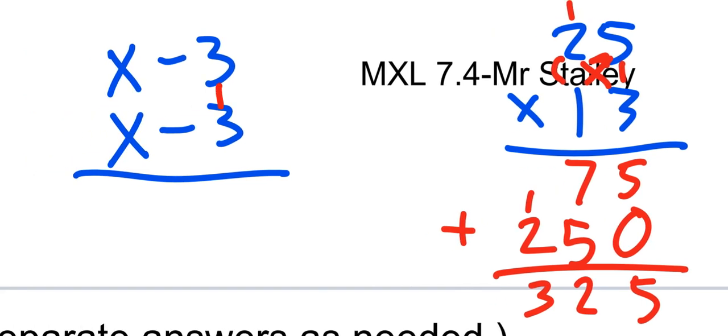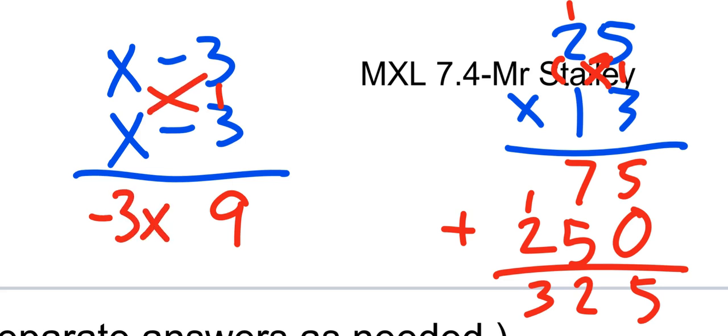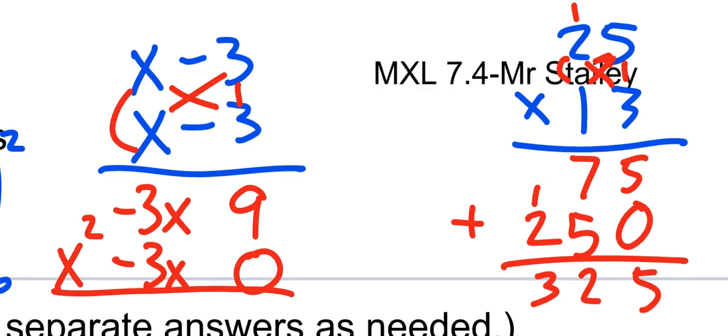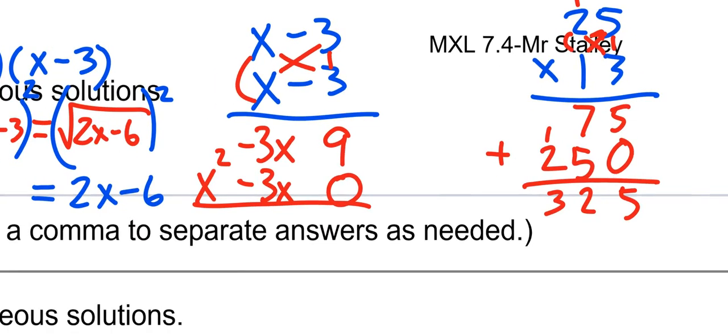What is negative 3 times negative 3? That is 9. What is negative 3 times x? Negative 3x. What's x times negative 3? Remember, you put a 0 in just like you did over there, right? And then what's x times x? X squared. What do you get? X squared minus 6x plus 9.